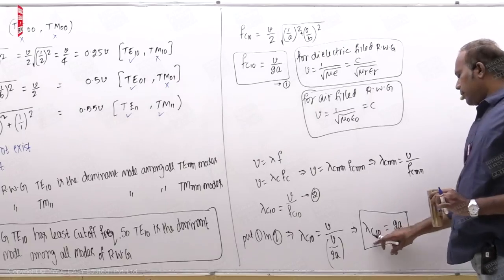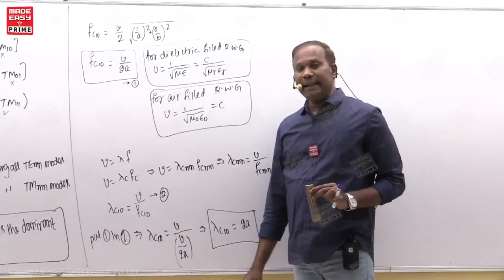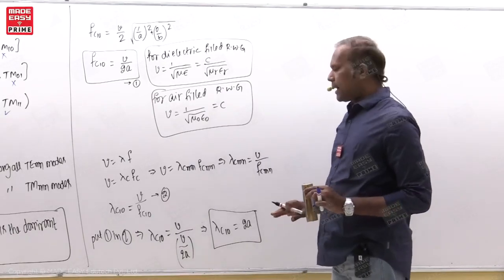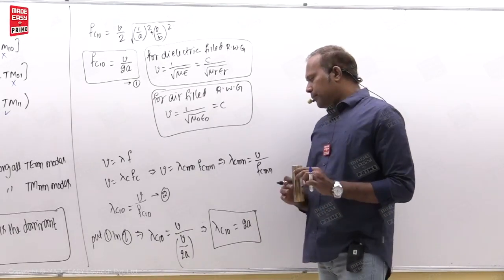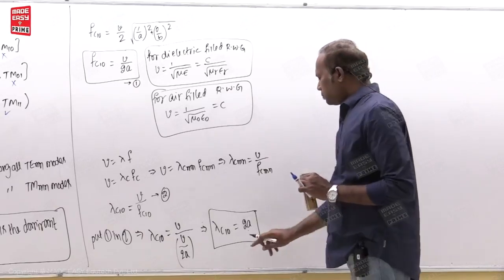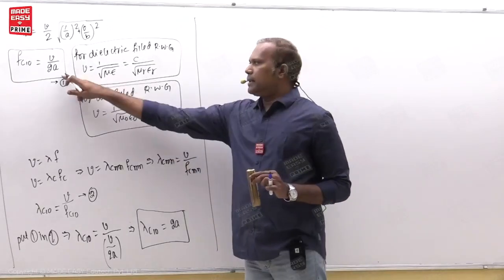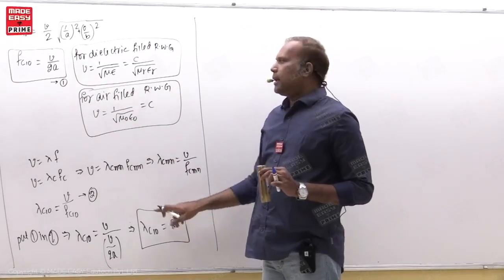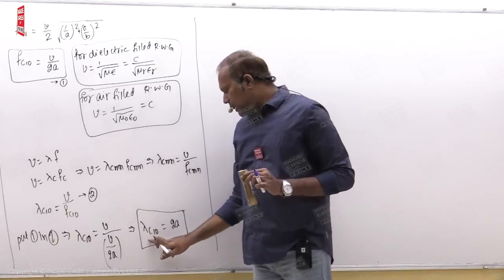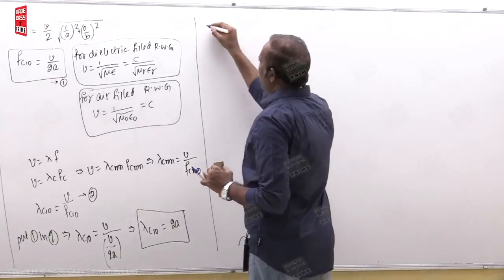This is important: the cutoff wavelength for the 10 mode. Every time in examinations they give this, because we send the energy in the rectangular waveguide through the TE10 mode, the dominant mode, because that has the least cutoff frequency. You can send energy from the lowest frequency onwards. Now, be careful: if A is greater than B, then only this is valid. If B is bigger, then you get FC01 as V by 2B, and the cutoff wavelength is 2B. Right, students?